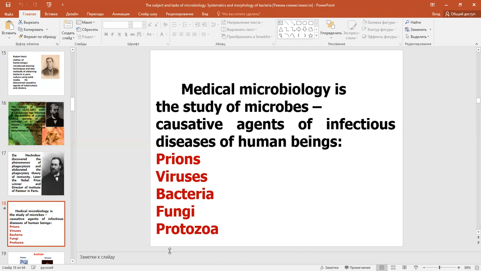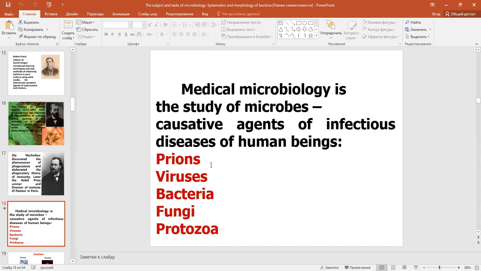Microbes is a common term. Microbes are microorganisms, they are synonyms. Microbes is better because not all of them are organisms. So microbes, the common term, includes prions, viruses, bacteria, fungi, and protozoa. You should learn by heart like 1, 2, 3, 4, 5, okay?